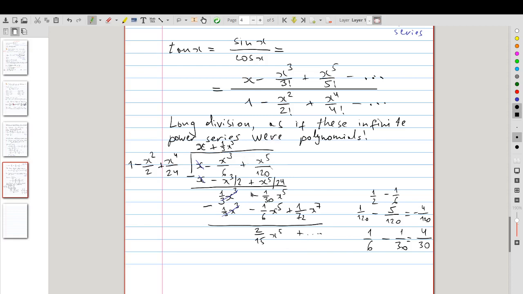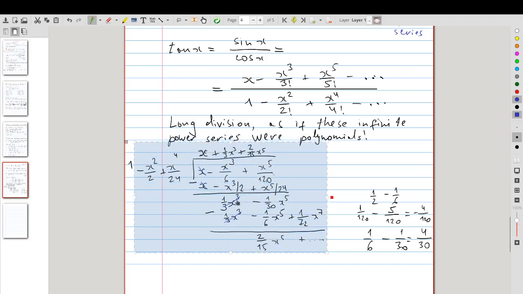And then we see that the next term of the quotient will be obtained by dividing 2x to the 5th over 15 by 1, right? So here we have plus 2 over 15 x to the 5th. Great. So this gives us the 3 lowest order terms in the ratio, in the tangent x, which is precisely what we were looking for in this example.